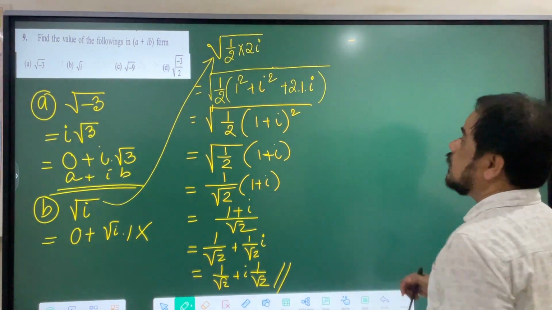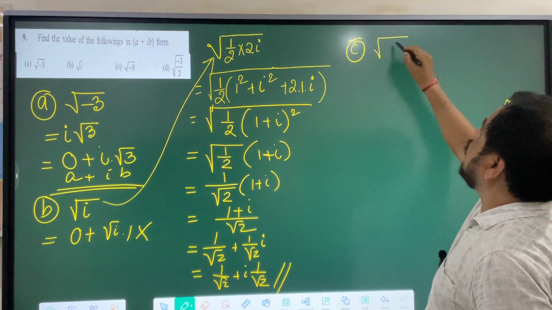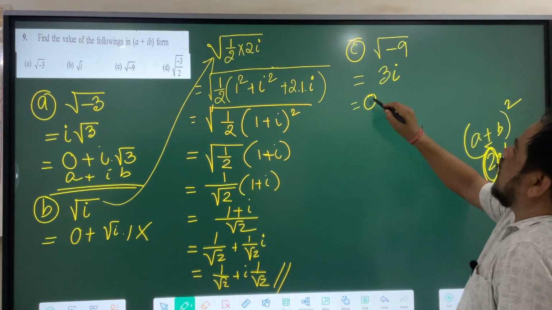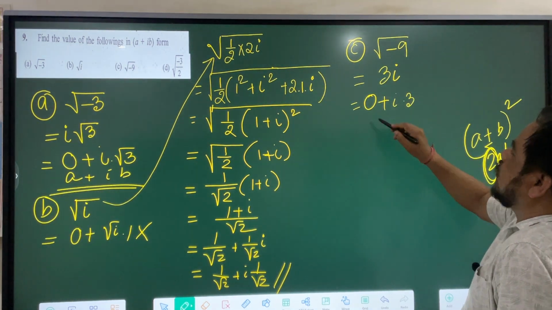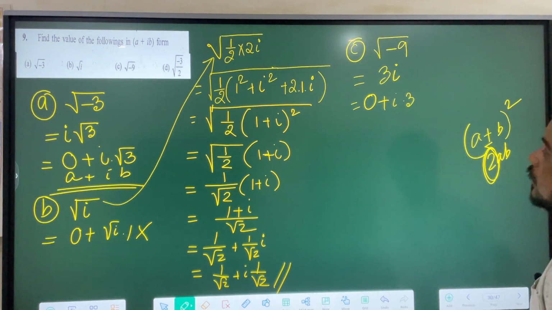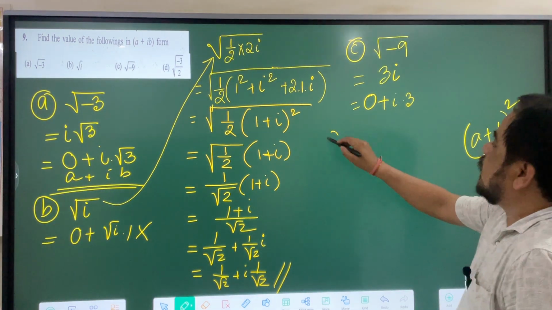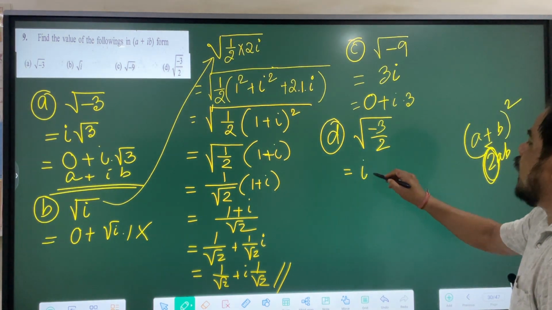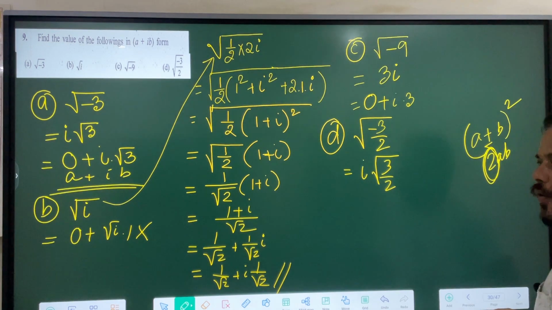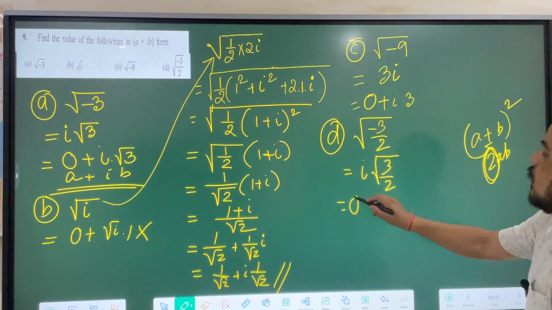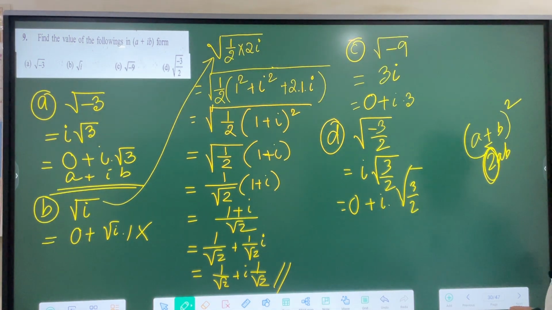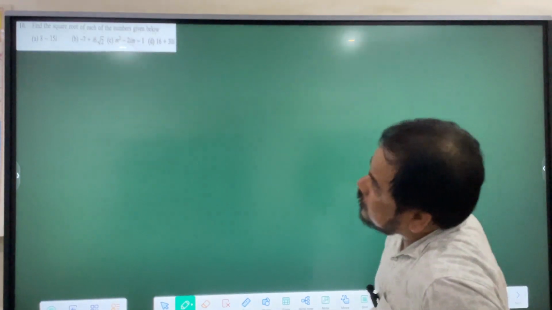Number c. C is easy only. Square root of minus 9 we can write directly as 3i, or you can write 0 plus i dot 3. A plus ib form. Simple. And d, d also can be written here only. Square root of minus 3 by 2, now i square root of 3 by 2, 0 plus i, a plus ib form. Simple only. Number 10.